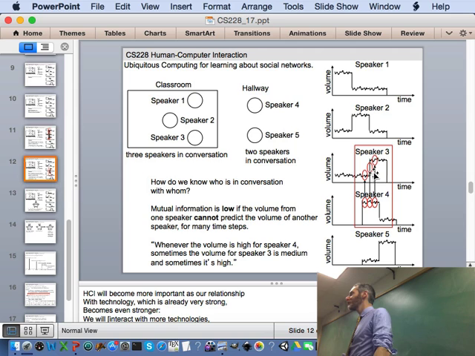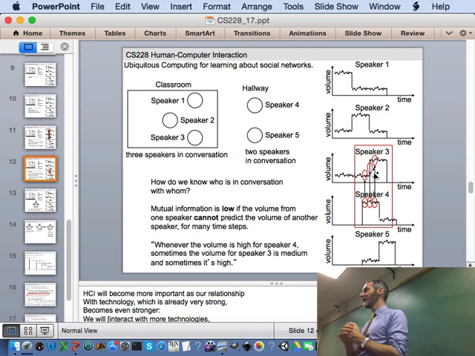Why does that matter? You can tell who's actually interacting with each other as opposed to just doing something. I can see who's interacting with whom, right? So if you and I are standing close to one another, I talk, and whenever I'm talking, my volume is high, and because you're close to me, your volume is always medium. And then when you talk, your microphone is always high, and mine is always medium. During that time period that we're talking to one another in close physical proximity, there is high mutual information between our two microphones.